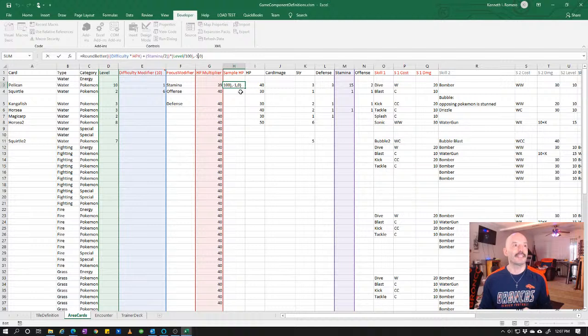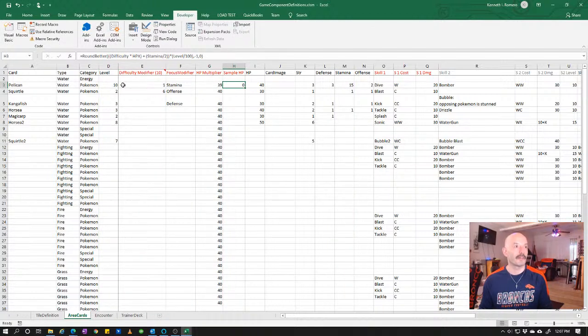We still have the issue though of once we get down to a certain level or a certain difficulty and level combination, we're getting down to the point where our HP is too small. We need our HP to probably never be less than 30, even for your lowest level Pokemon.